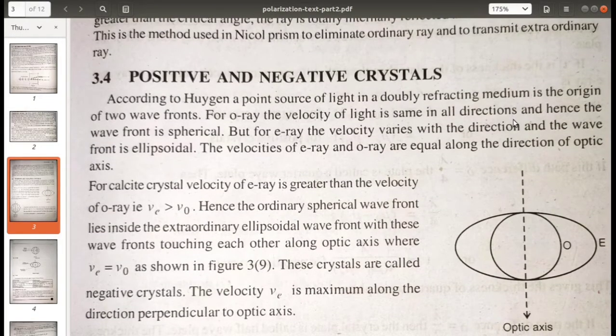So we have seen that the wavefronts of the ordinary and extraordinary rays are different, and spherical wavefronts are obtained for ordinary rays and ellipsoidal for extraordinary rays because of the difference in their velocities. Okay, so according to Huygens, a point source of light in a doubly refracting medium is the origin of two wavefronts. For ordinary rays, the velocity of light is the same in all directions and hence the wavefront is spherical. We have discussed this before, but for extraordinary rays, the velocity varies with the direction and hence the wavefront is ellipsoidal. The velocities of the extraordinary ray and ordinary ray are equal along the direction of the optic axis. We have seen all this.